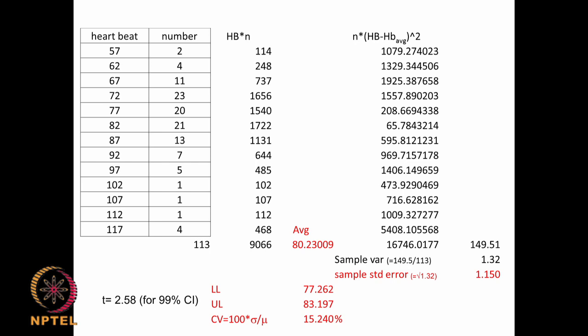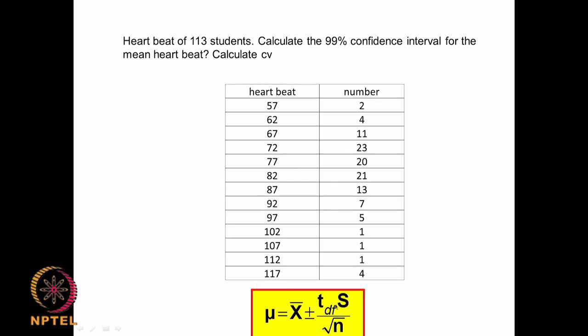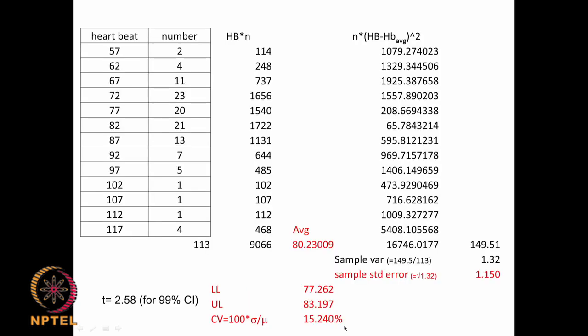but if I want to get a confidence interval on this data, because this is a sample, obviously I need to calculate S. If you remember the previous equation, I need to calculate S because S is important, and t will be 2.58 in this case, divided by square root of 113. That is what is going to happen here.